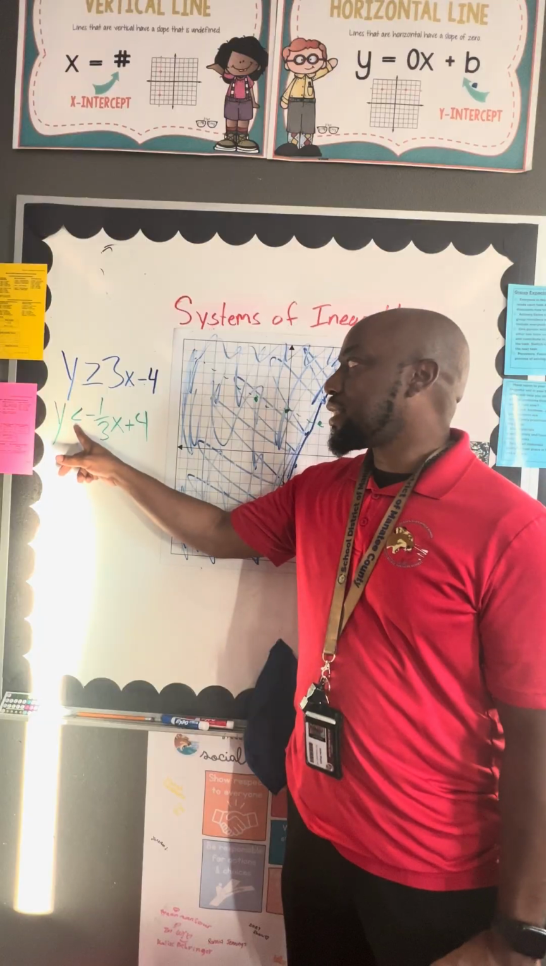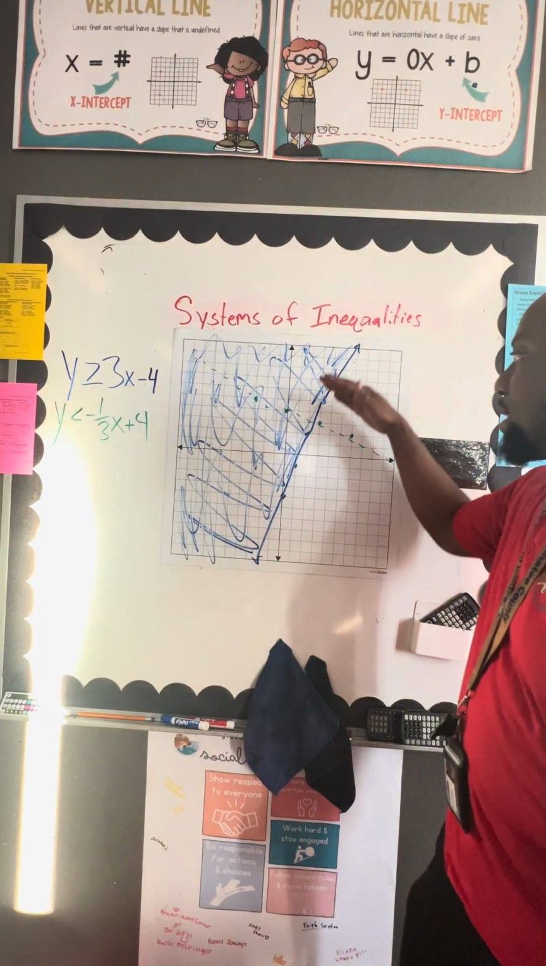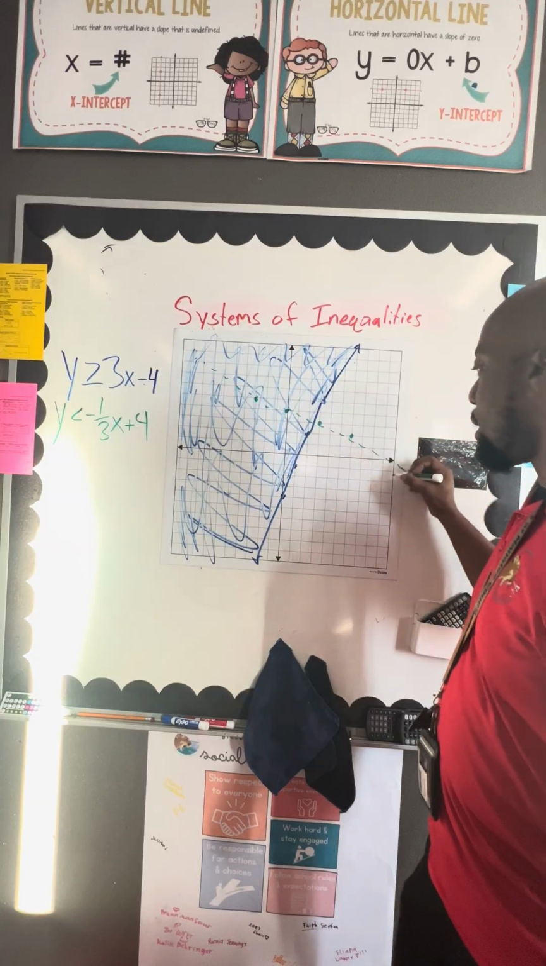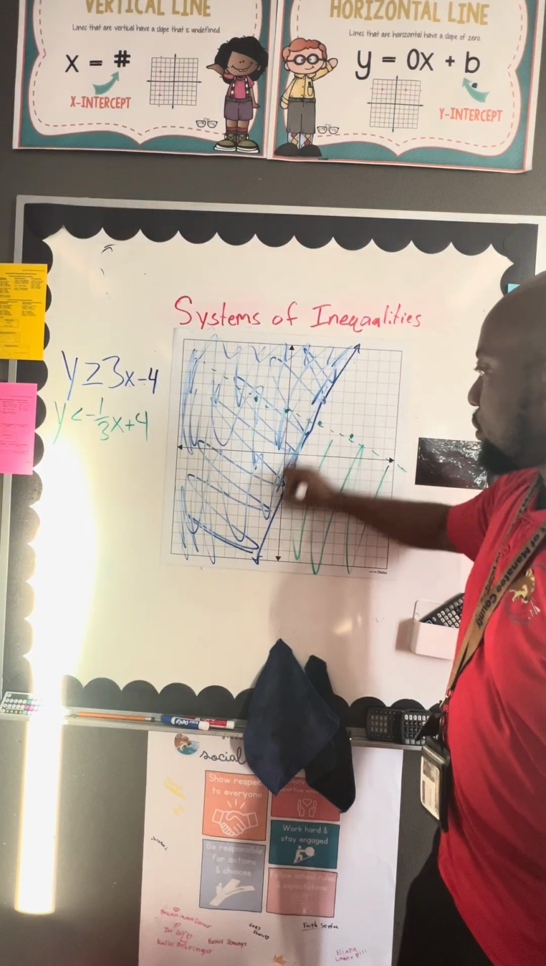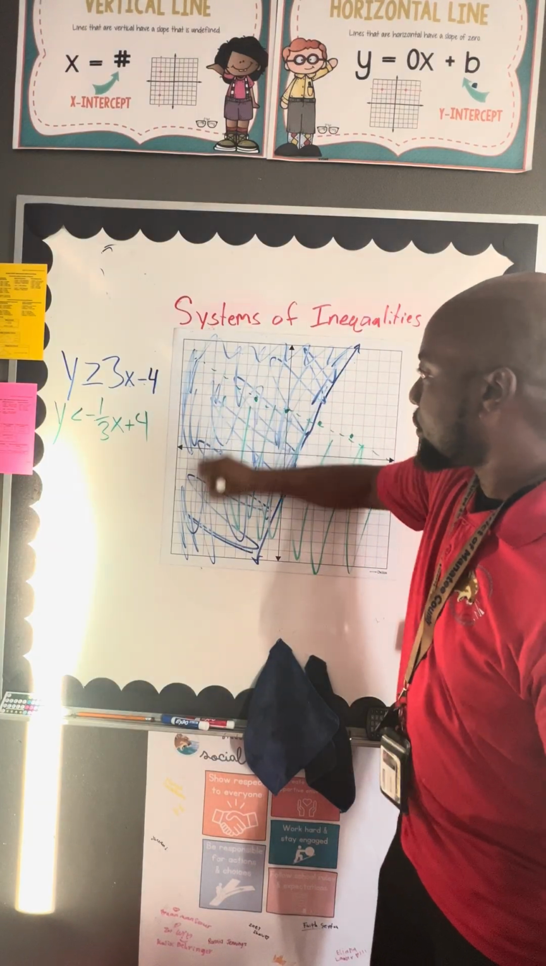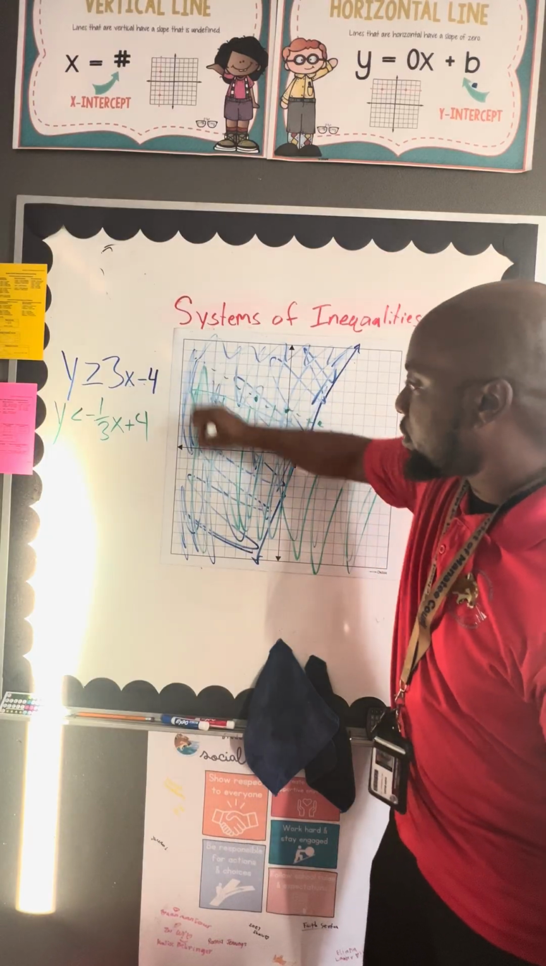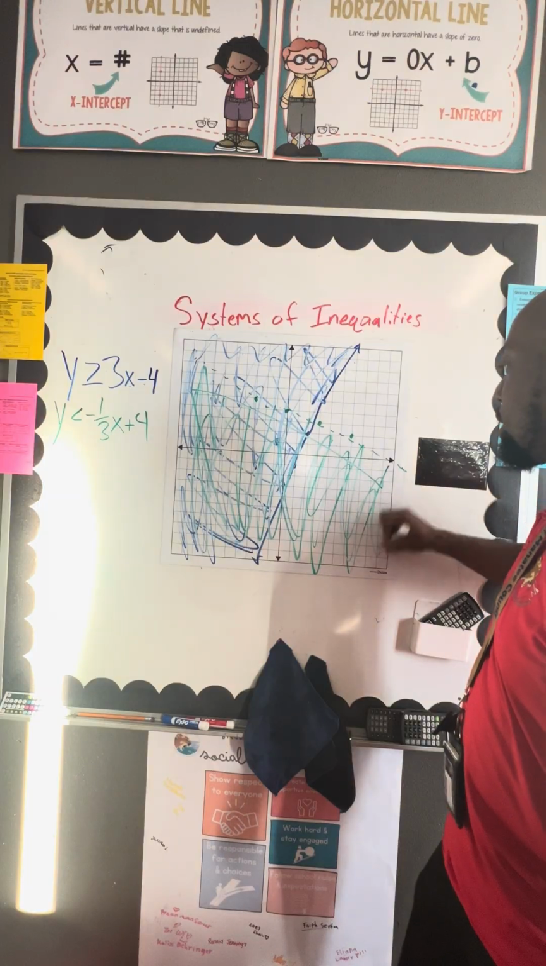And I have a less than sign. Less than in this case is below the line. So all of my solutions for this second inequality are below my green line, okay? All of these are solutions to my second inequality.